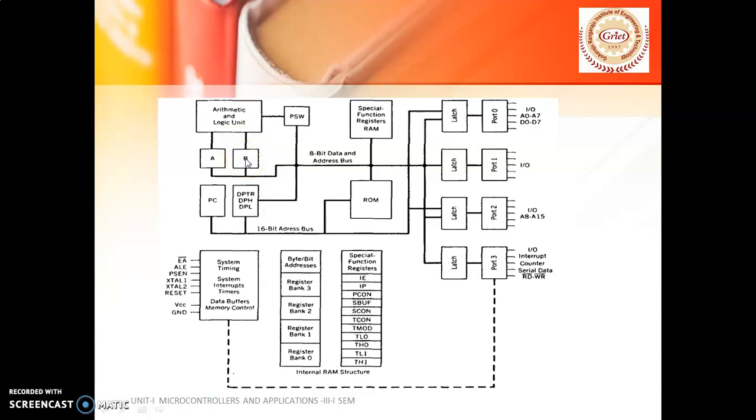When you are doing a division operation on the two 8-bit numbers, we get the quotient as well as the remainder. Quotient will be stored in the A register and the remainder will be stored in the B register. Let us go with the PC register. PC is a program counter register. It is a 16-bit register. It is mainly used for holding the address of the next instruction that is to be executed from the memory.